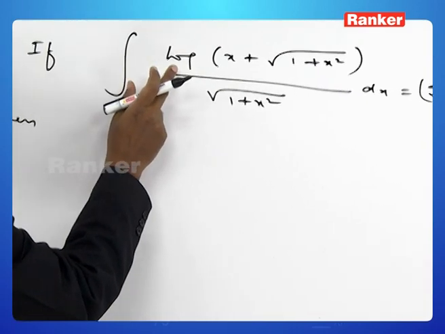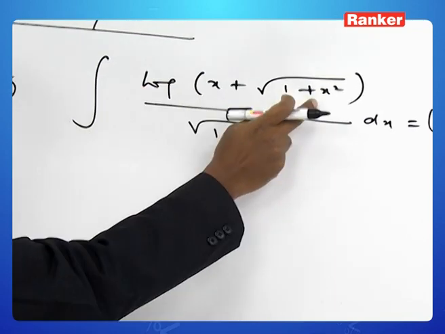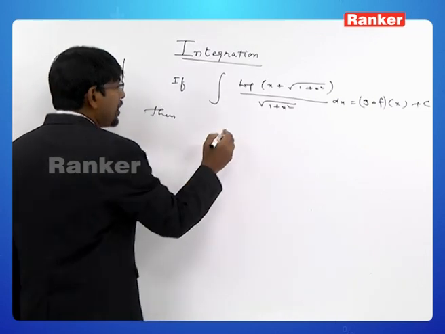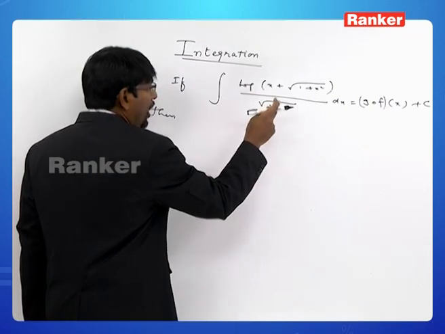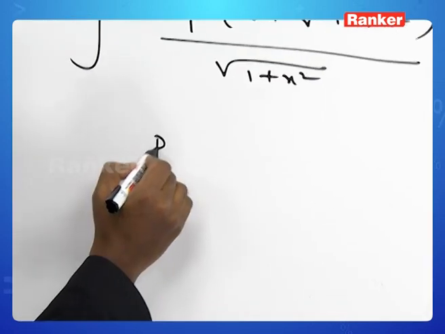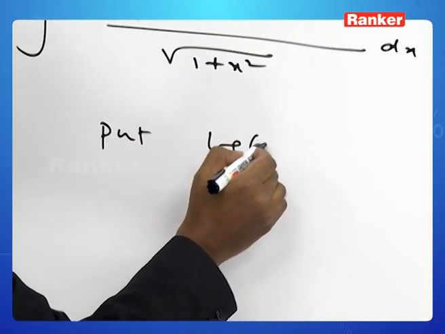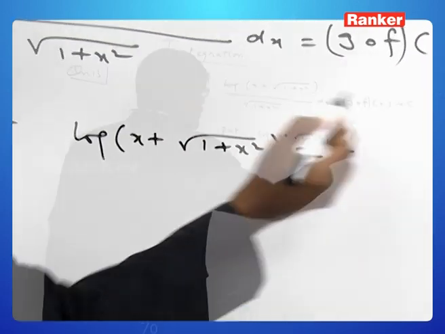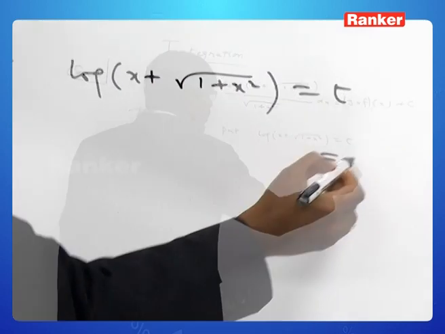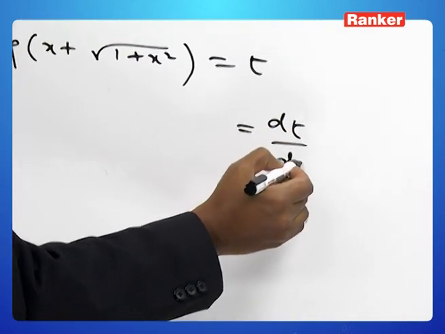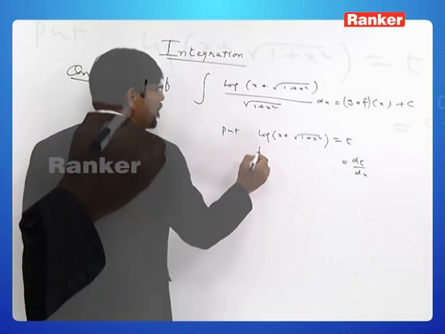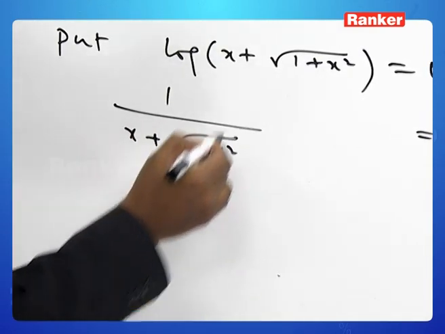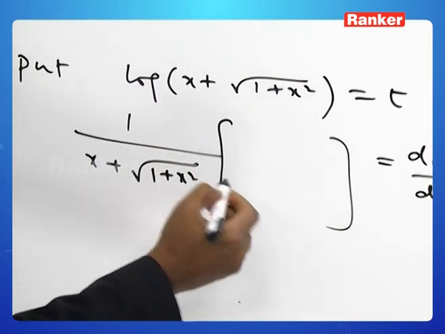Now, actually the derivative of log of x plus root over 1 plus x square is 1 by root 1 plus x square. So, it is appearing to be in the form of f of x into f dash of x. You put log of x plus root over 1 plus x square as t. Now, differentiating, dt by dx is equal to 1 by x plus root over 1 plus x square. Now, the derivative of this, what do we get?